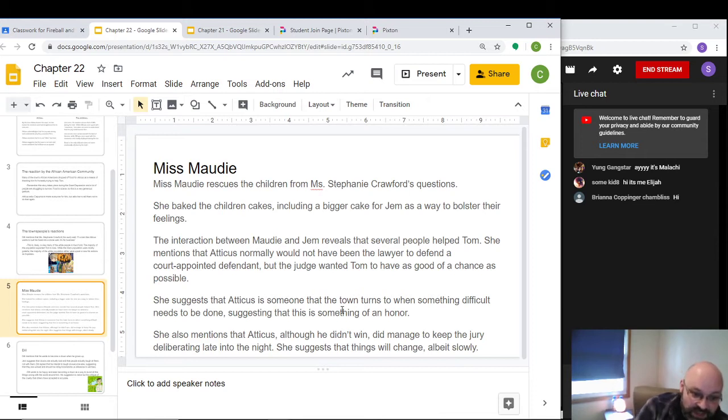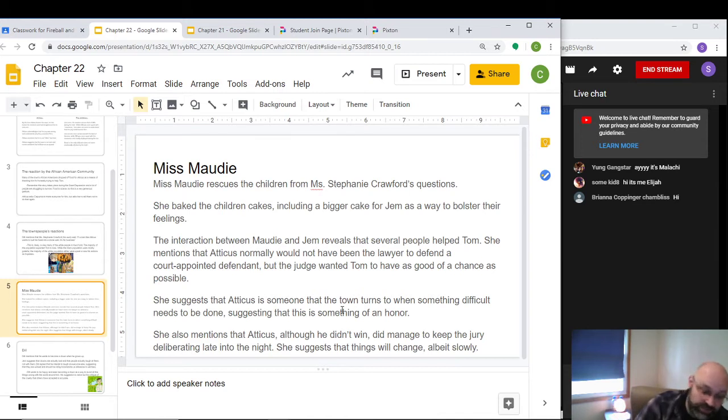She mentions the fact that normally the court-appointed defendant would not have gone to Atticus. Atticus has been a lawyer for long enough that these types of trials would typically go to the newest person on the bar, so the youngest attorney. And Atticus took this case when he probably shouldn't have.